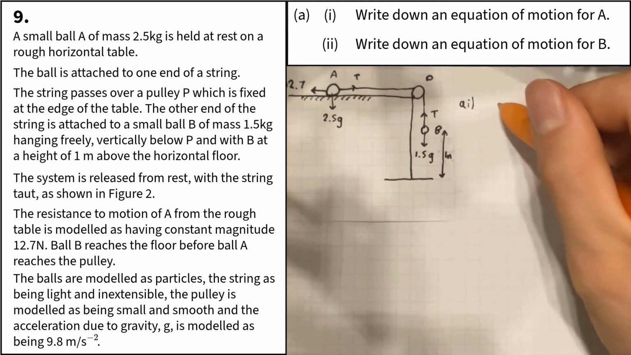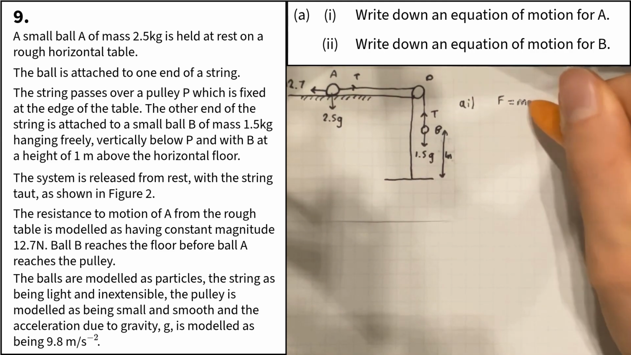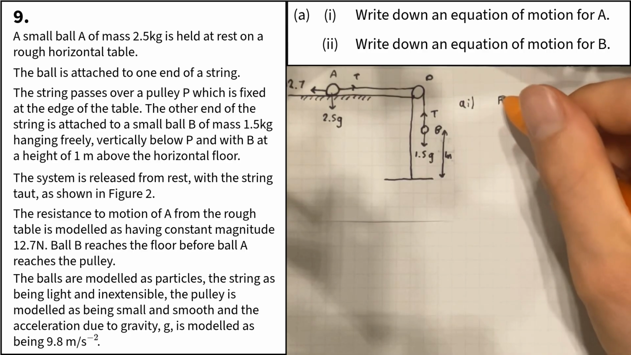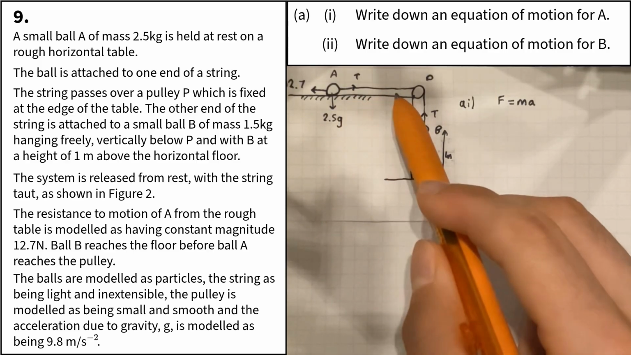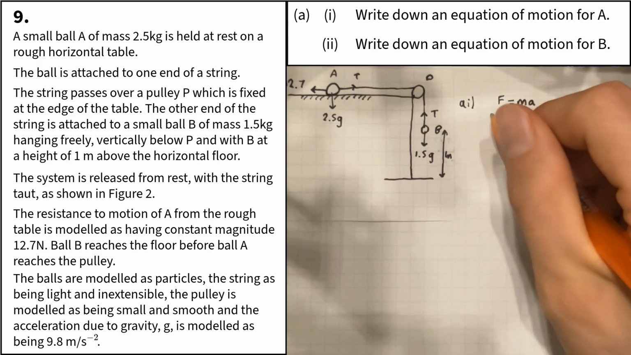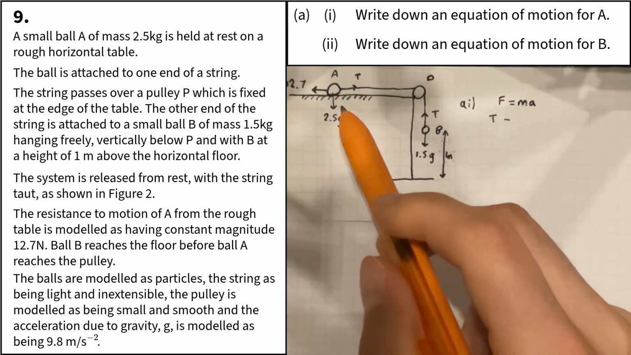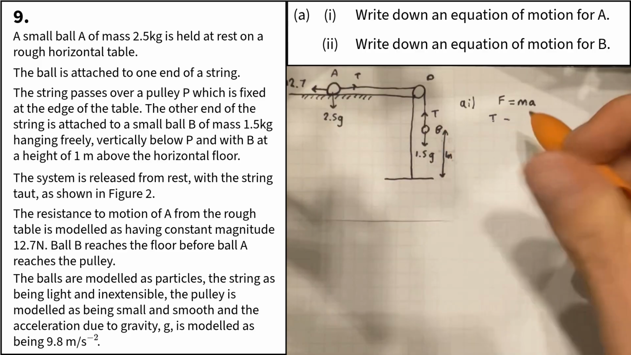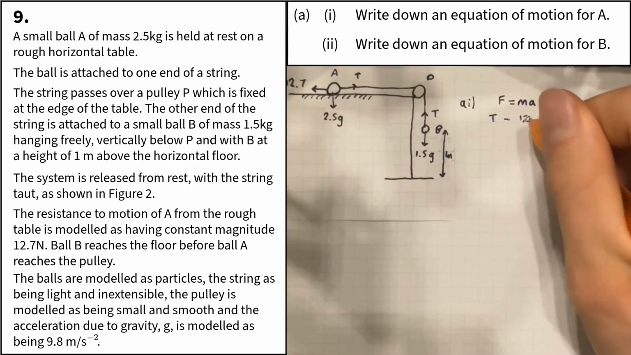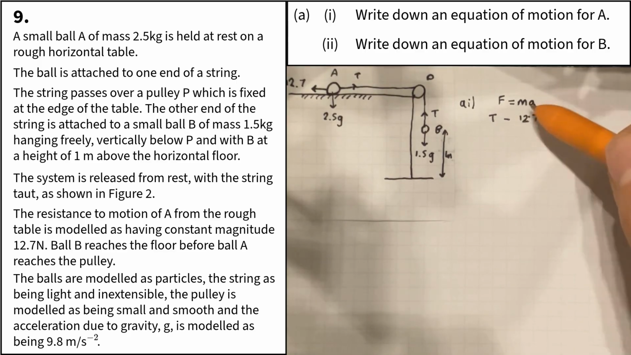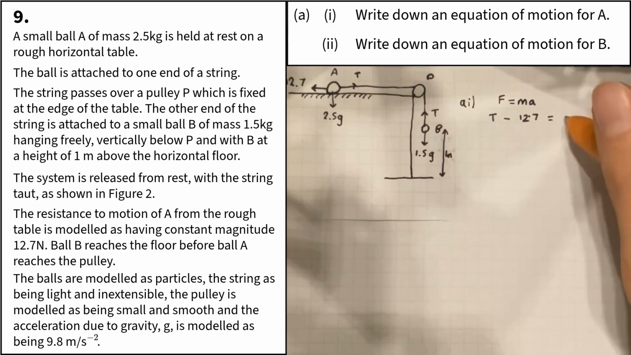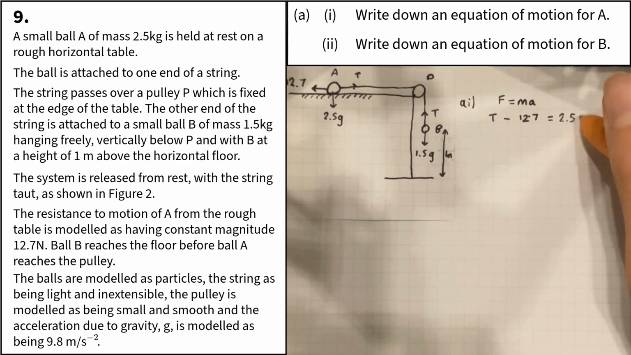So to answer part A, I write down the equation of motion. We're going to use F equals ma, and F here is the resultant force. So it's movement in the direction of motion. The direction of motion is towards the right because A is going to be pulled by particle B, and we subtract the motion to the left, motion away. So T going forward, 12.7 going backwards, and m is 2.5, and a is just a.